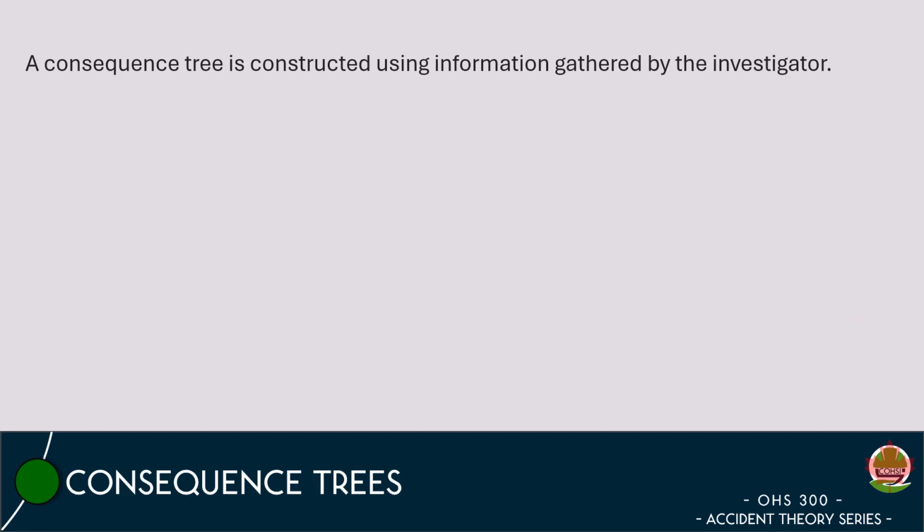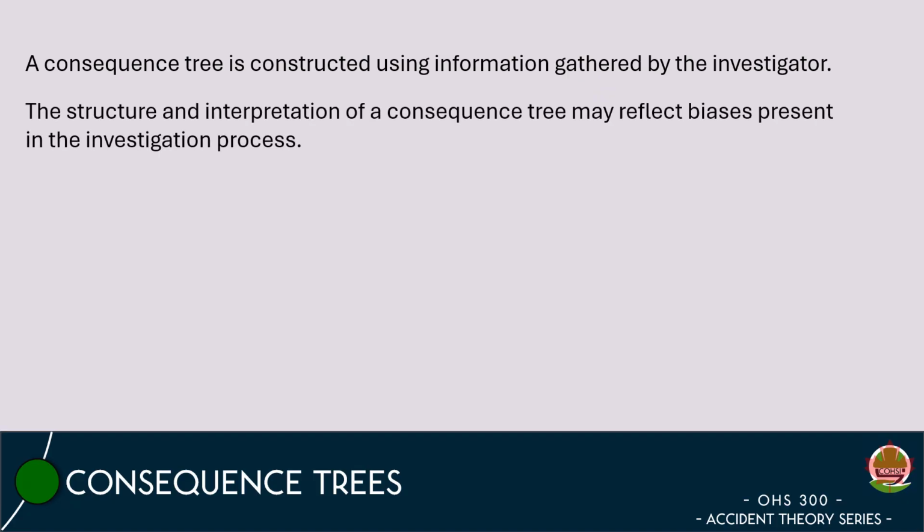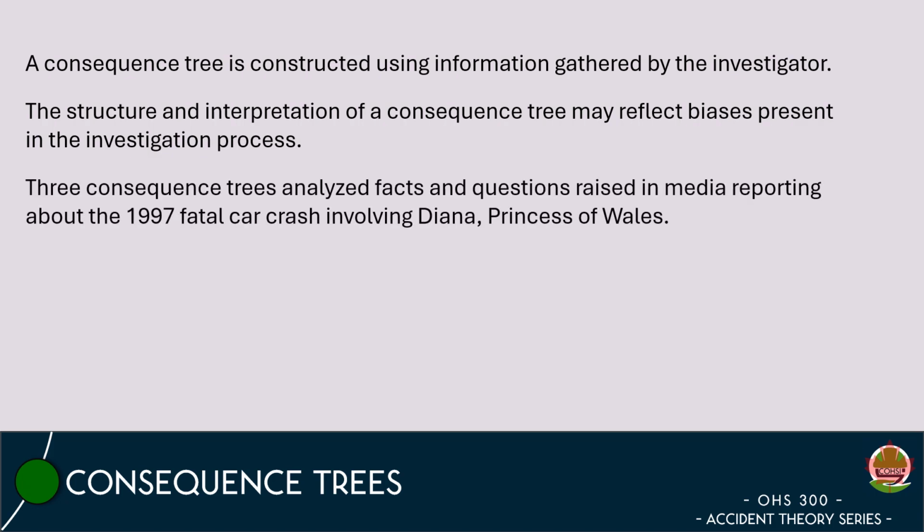A consequence tree is constructed using the information gathered by an investigator, but it may also reflect any biases present in the investigation process. In 2020, Woodcock provided an example of 3 different consequence trees, which analyzed the facts and questions raised in media reports about the 1997 fatal car crash of Diana, Princess of Wales.